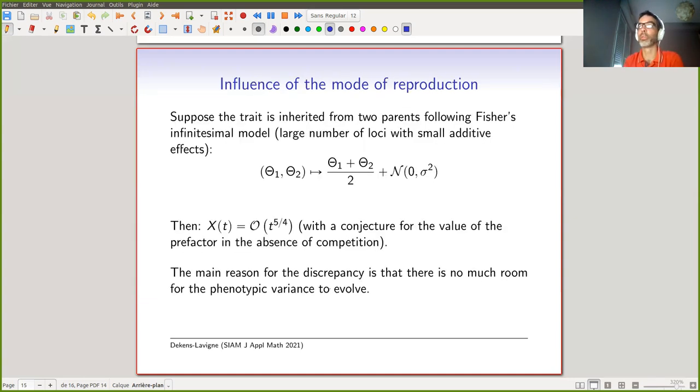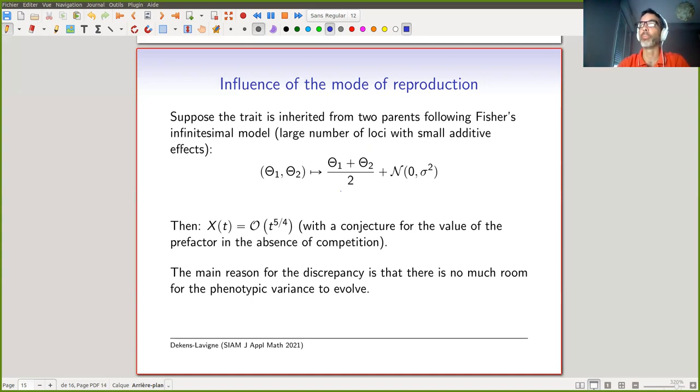Second thing I wanted to comment, and it will be my last message, is that there is another case where it's possible to compute the rate of expansion. And the point is to see how it depends on the mode of reproduction. So if you replace clonal reproduction with slight variation, as in my previous PD model, and you suppose now that the trait is inherited from two parents, and it's not as in the talk of yesterday. Here we opted for the Fisher infinitesimal model, which is related to models where you have a large number of loci with very small additive effects. And then you mix the two by taking at random one of the alleles of the parent.